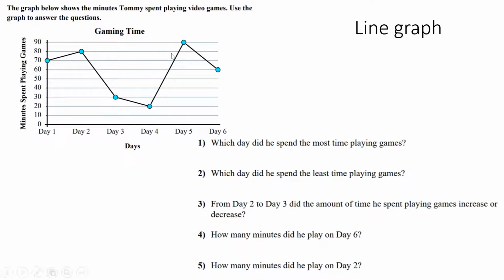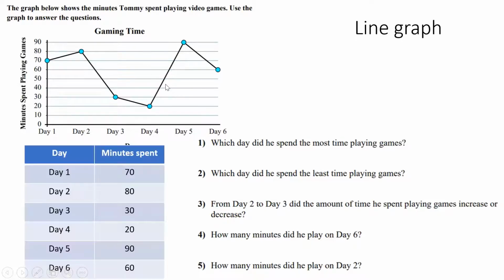So use this graph to create a table first. Here I have created the table. One side you have the days and the other side minutes spent. So day 1, 70 minutes. Day 2, 80 minutes. Day 3, 30 minutes. Day 4, 20 minutes. Day 5, 90 minutes. And day 6, it's 60 minutes.